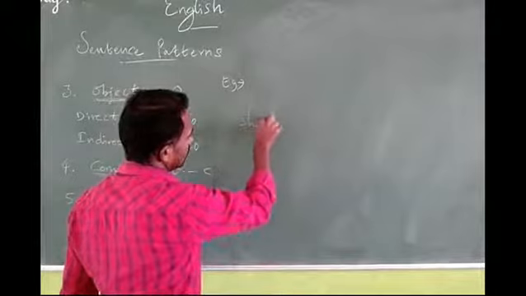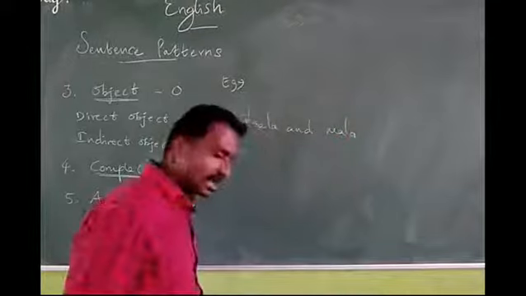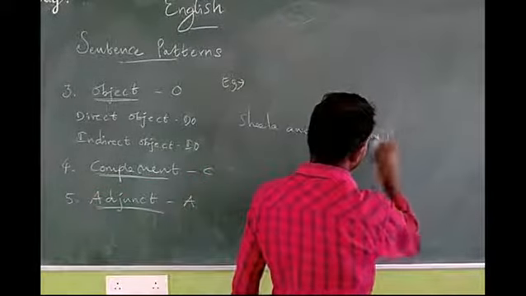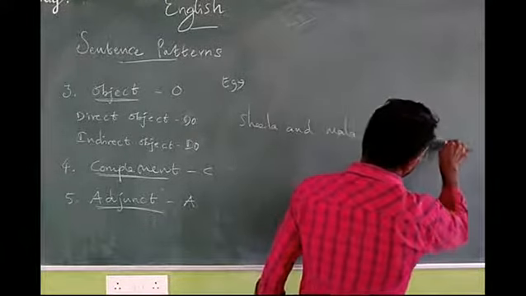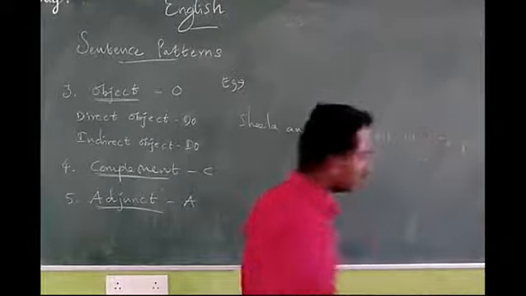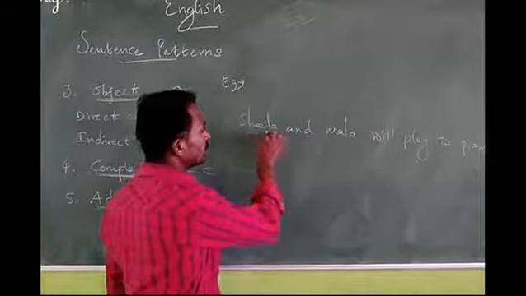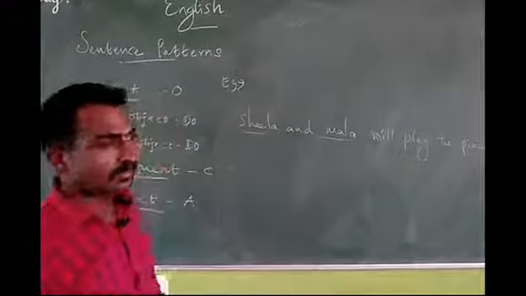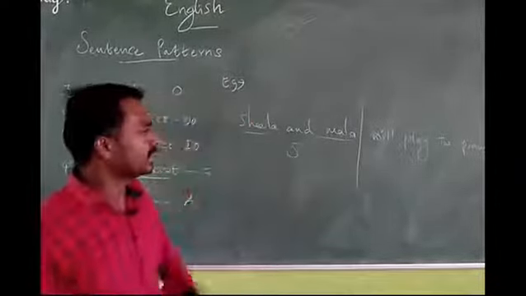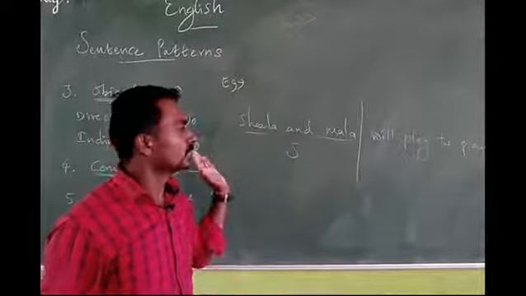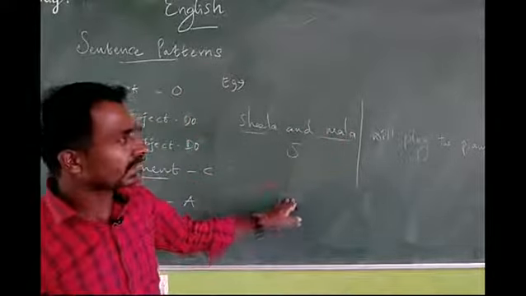See, Sheila and Mala will play the piano. Here, how many subjects are there? Two names are on the board. How many names? Sheila and Mala. So both are subjects. There is no need to treat them separately; you have to take both as the subject. Sheila and Mala are the subject. That's all.